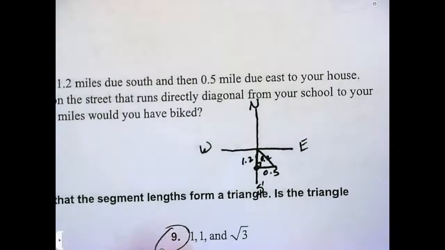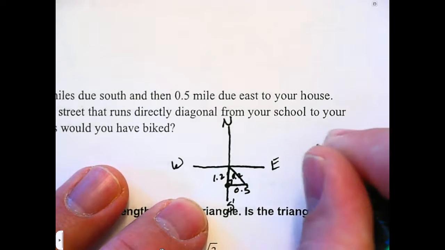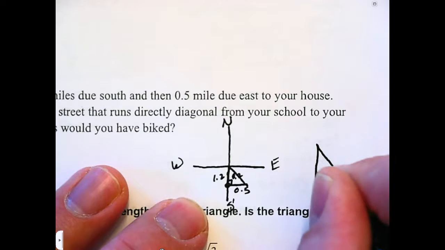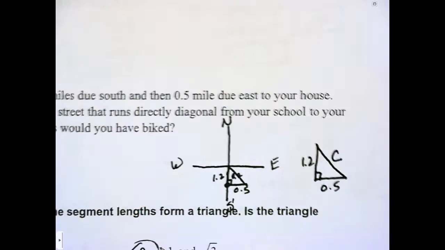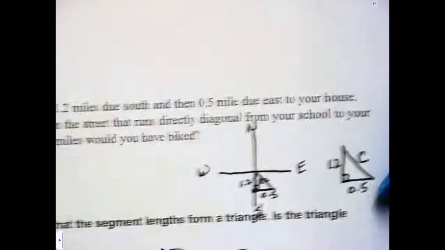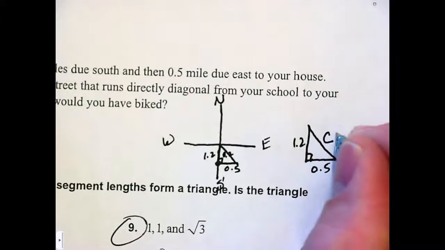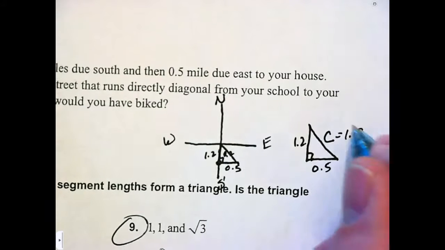And now that you have it in that format, you may not even put it in that format, but you could draw it off to the side here. That's 1.2 and 0.5, and you're looking for that. So what'd you get, Maddie? I got he would have biked 0.39 fewer miles. Oh, 0.39 fewer miles. Okay. The hypotenuse was 1.3. Good. So if you do a squared plus b squared equals c squared, you get 1.3.